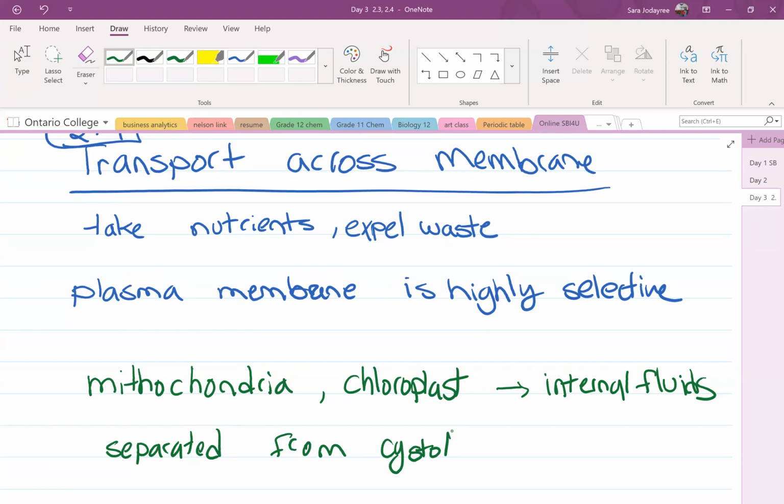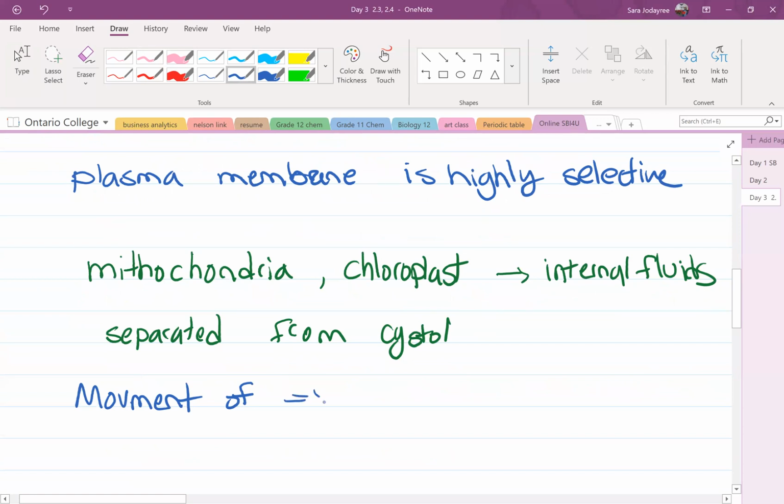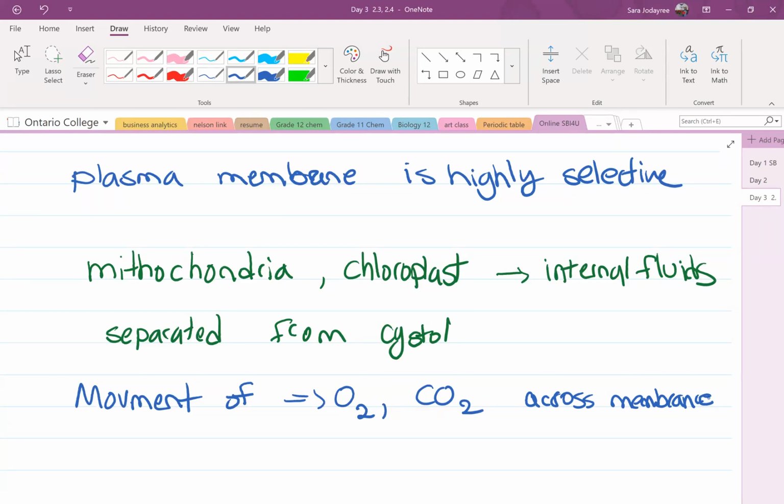In this section, we will look into the free movement of some molecules, such as oxygen and carbon dioxide, across membrane, as well as specialized transport mechanisms that are used to control the entry and exit of molecules. So let's look first of all at a new definition.